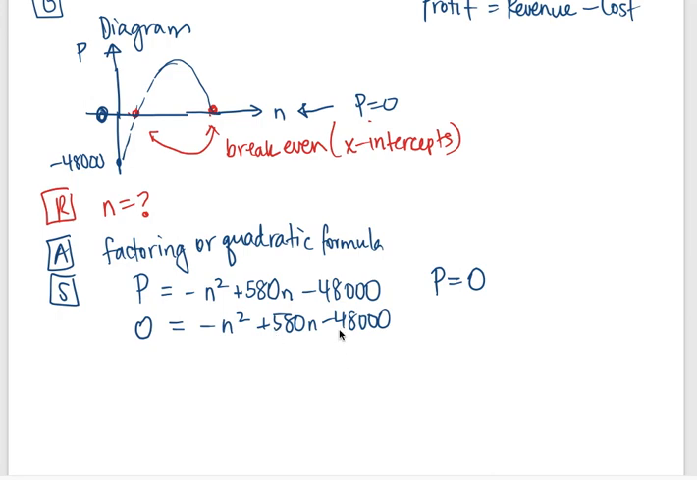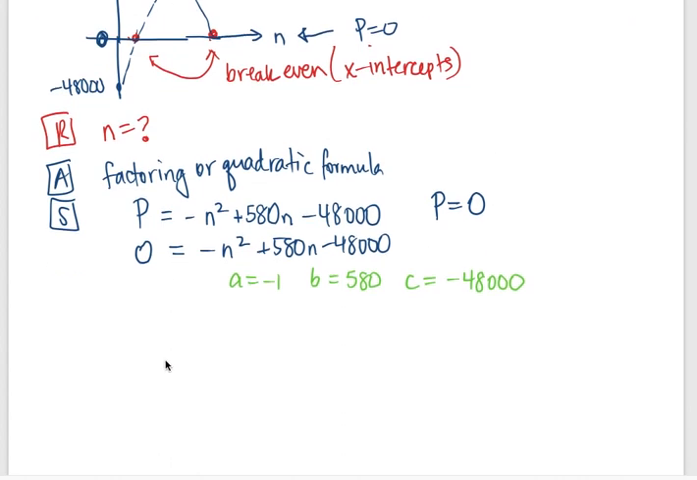Okay, so sometimes when it is a bit of a headache to do it with factoring, go ahead and just use the quadratic formula. Okay, because we know that works. It's probably going to be about the same amount of work. So if I go ahead and do that, I'm going to find my A, which is -1, my B is 580, and the C is negative 48,000. All right, so let's just use the quadratic formula here.